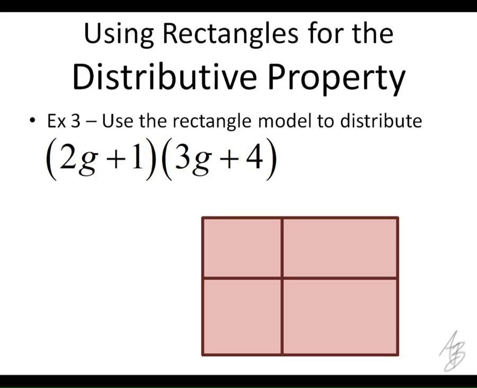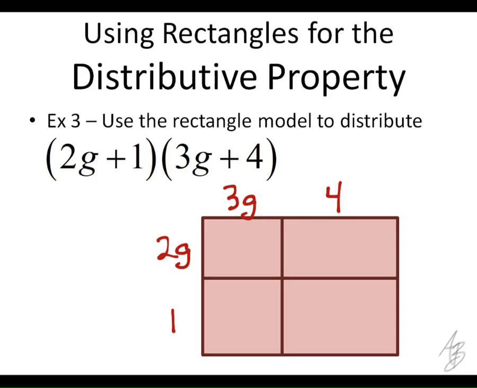So I'm going to need a picture that looks more like this, more like the one that you have on your notes. All right, so where's the 2g going to go? Okay, where's the 1 going to go? All right, and then how about the 3g? And the 4? All right, so notice that in this problem here, this side right here, that side right there, that's 2g plus 1. And this side right here, that's 3g plus 4. So we keep each of the factors together on the same side.